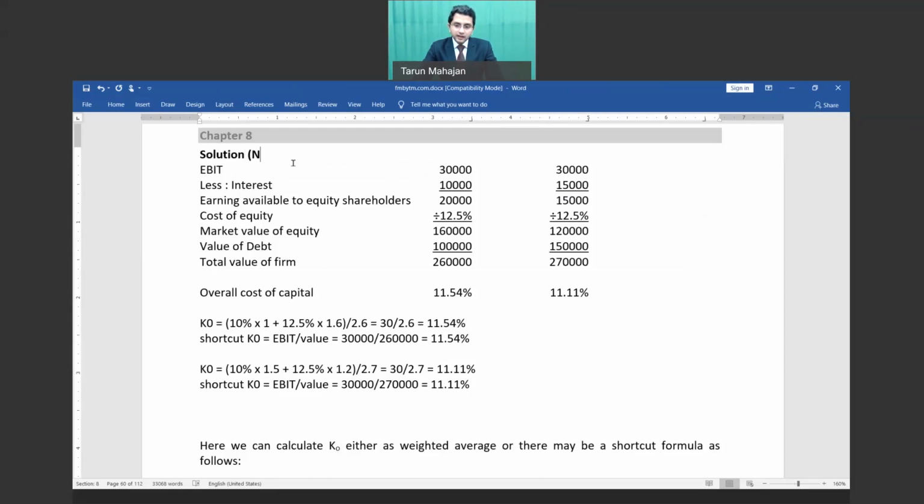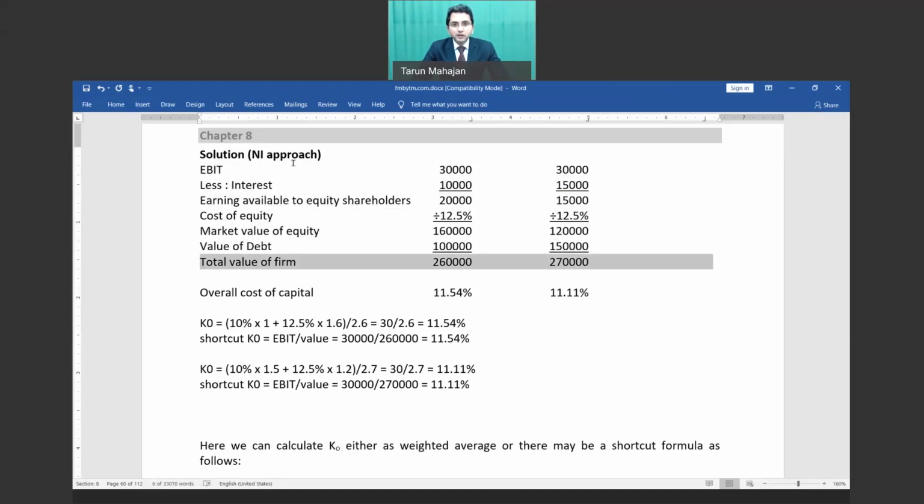This is the NI approach. You start with EBIT, you deduct interest, you get earnings available to equity shareholders. Then you divide it by the cost of equity. Try to recall, EPS divided by KE gives you the market value of the share. So here you get the market value of the entire equity. Then you add the market value of debt to arrive at the market value of the firm.